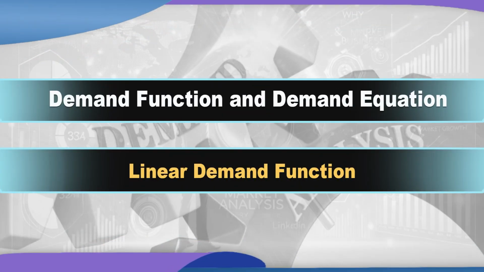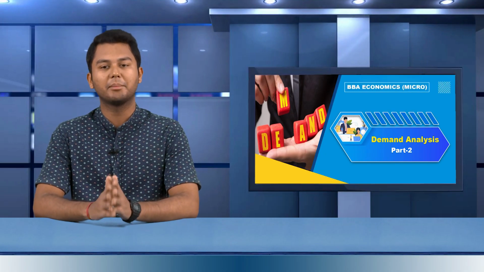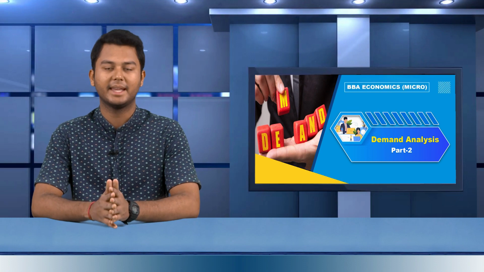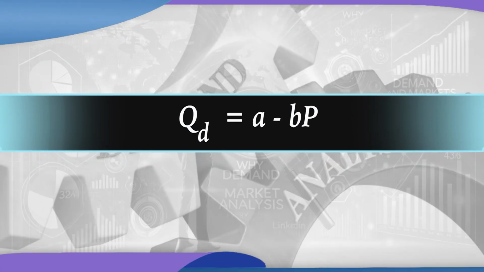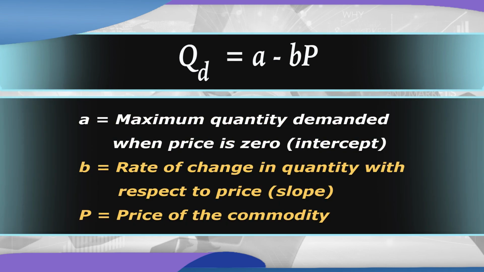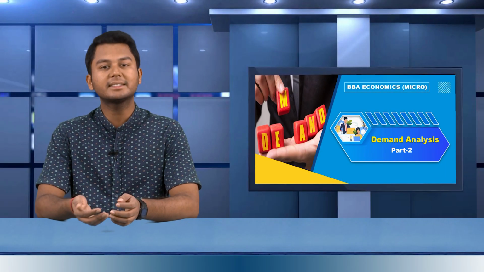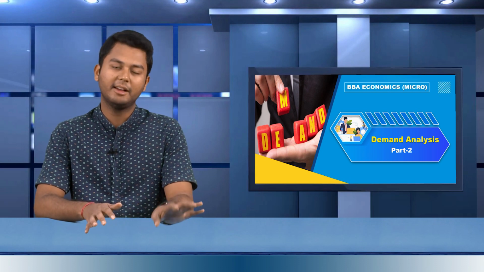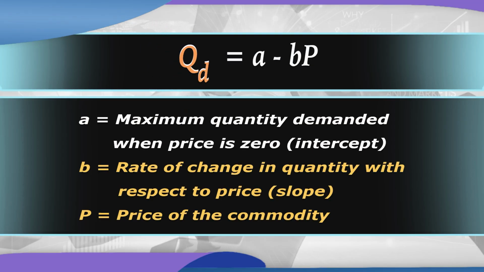Now let us look at the linear demand function. So the simplest form of demand function is linear, which can be expressed as QD is equal to A minus BP, where A is the maximum quantity demanded when the price is equal to 0. This is also called the intercept of the equation. So the intercept is defined as the left hand side variable, QD in our case, when the right hand side variable, that is P, is equal to 0.